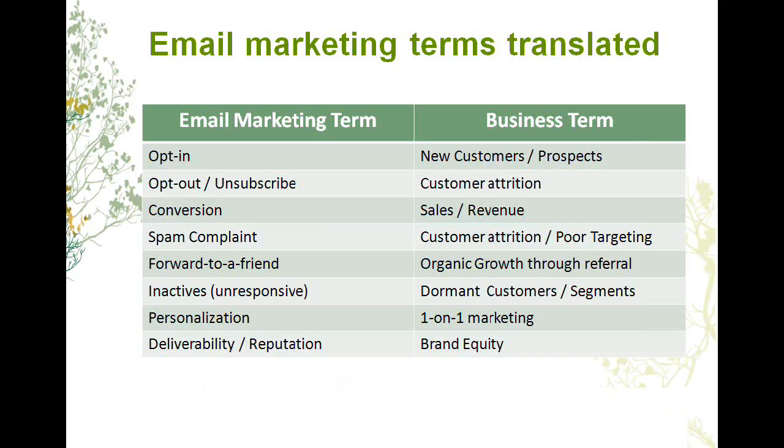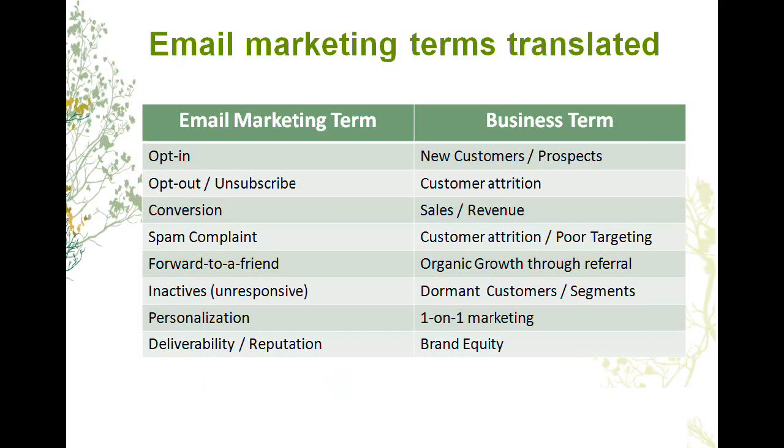So we have opt-in. Opt-in is a subscription page. Someone has gone to your website. Maybe they've signed up for the newsletter. So this would represent new customers or prospects. By contrast, you may have an opt-out. So someone who sent a message, they've unsubscribed. Well, that represents customer attrition.